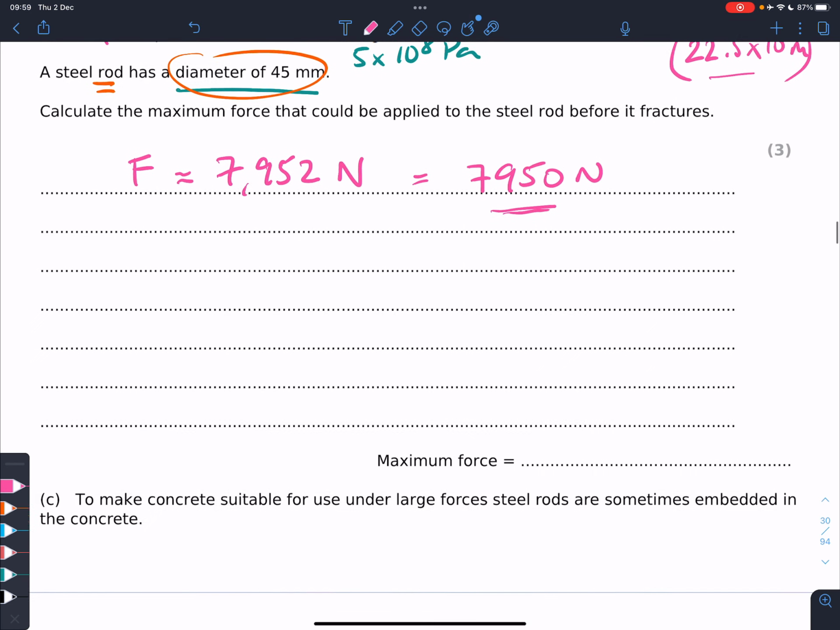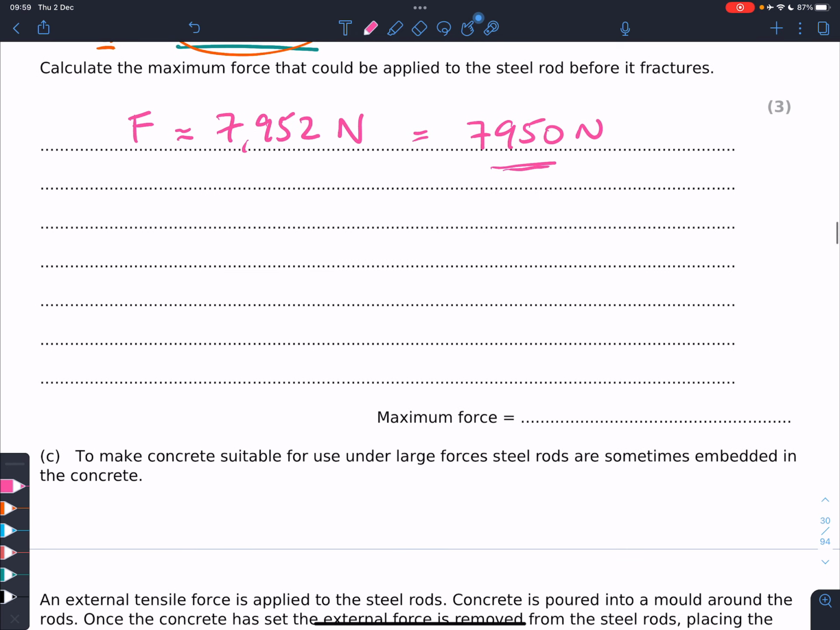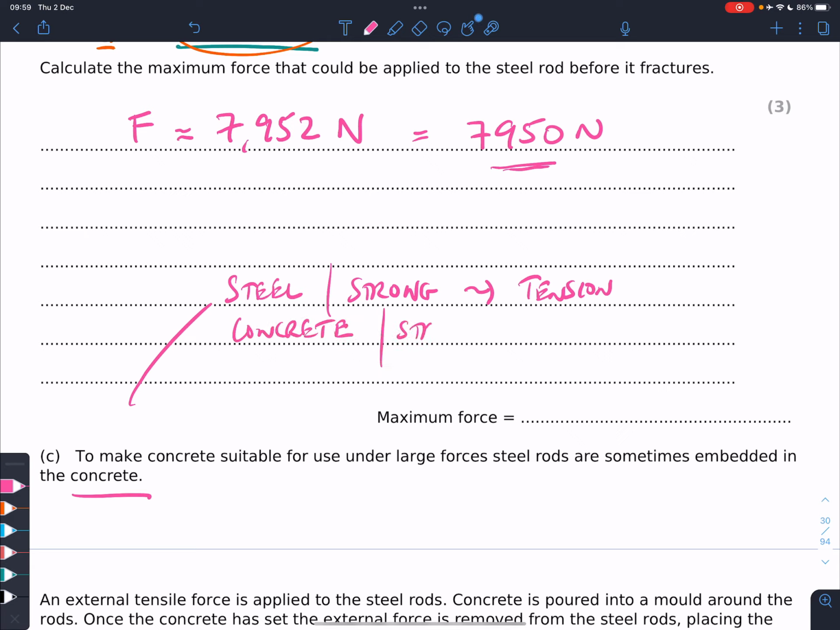Okay. To make concrete suitable for use under large forces, steel rods are sometimes embedded in the concrete. Now, this is interesting. So you embed a steel rod. Immediately you're thinking steel is very strong. It's pretty heavy, but it's strong, and it's particularly good under tension when you compare it with concrete. Concrete is a lot lighter. It's also strong under compression. So this combination will be interesting.